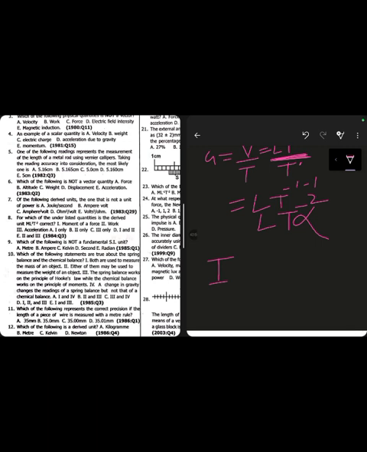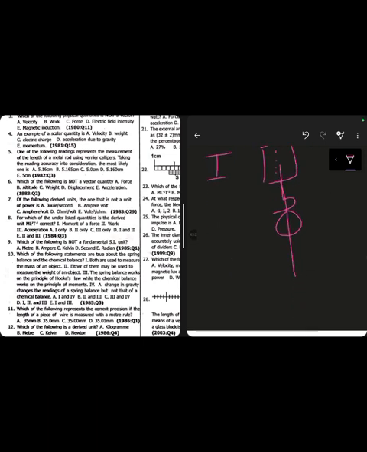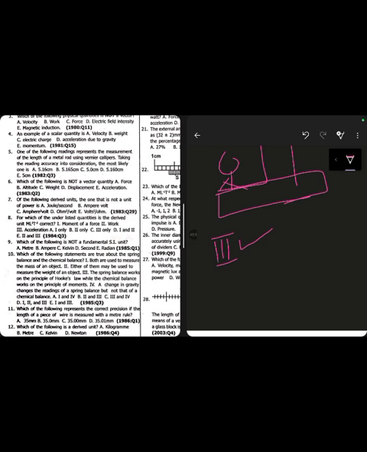Then let us proceed. III says, the spring balance works on the principle of Hooke's law, while the chemical balance works on the principle of moment. That's correct. Because in the spring balance, this is the spring, there's a hook. When you hang the object, there's an extension that will then give you a reading on the scale. For the chemical balance, once you place it here, it works on the principle of moment. So that's correct. Option III is correct.